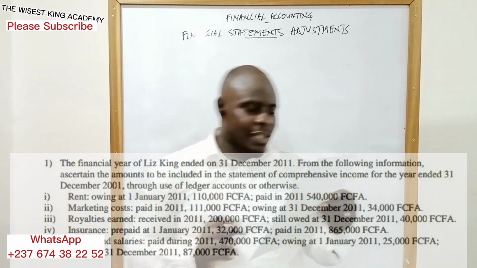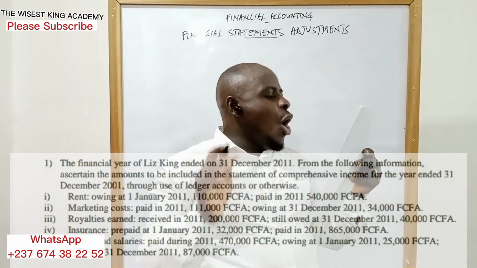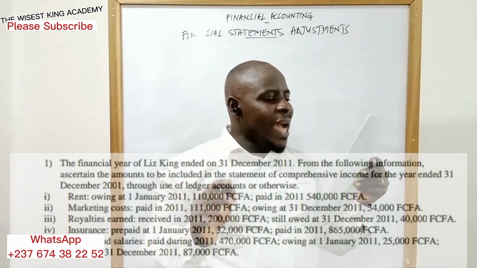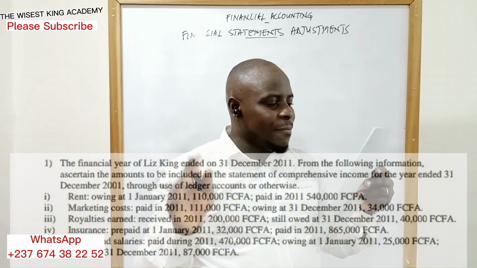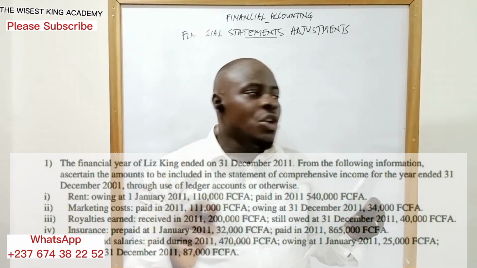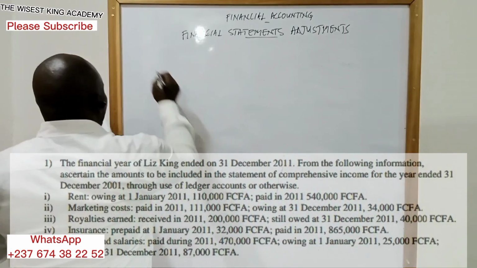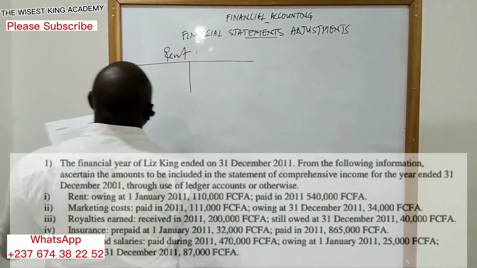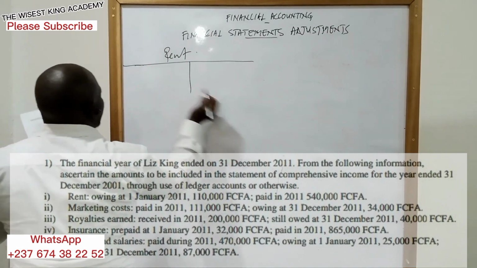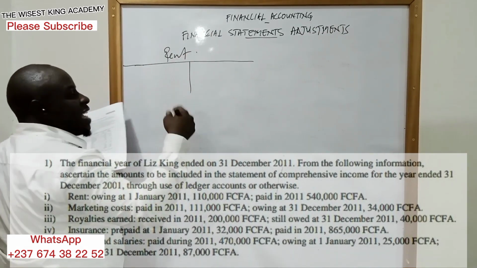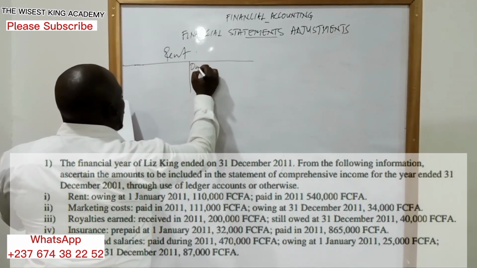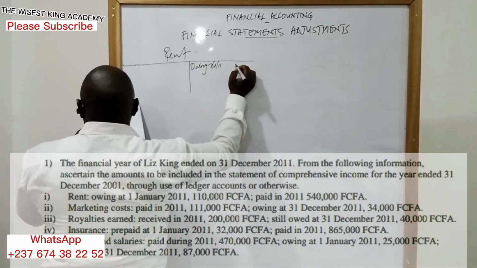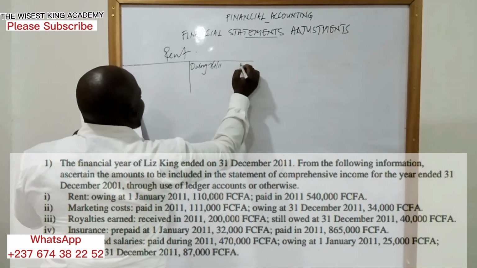Number 1, rent. Owing at 1st January 2011, 110,000. Paid in 2011, 540,000. That is the only one given. So we have 2 things there. This is rent. Rent is an expense. We have owing at the beginning of the period. An expense owing is a current liability. So put owing here, 1st of January 2011, which is how much? 110,000.